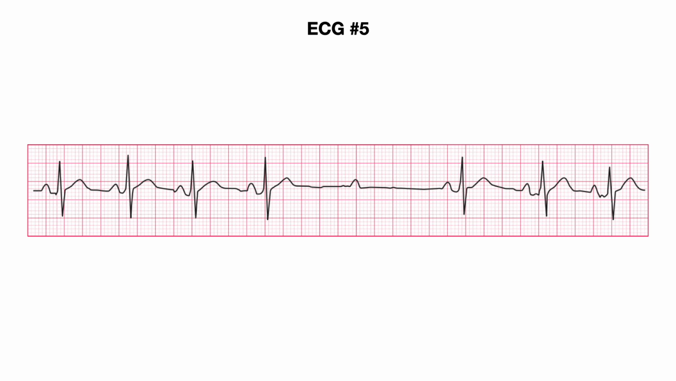Also note that the PR interval of the first conducted beat after each block is the shortest. How about ECG number 5? What type of heart block is present? There is sinus rhythm. The PR intervals before and after the blocked P waves are constant, so at first sight this appears to be Mobitz type 2 second-degree AV block.